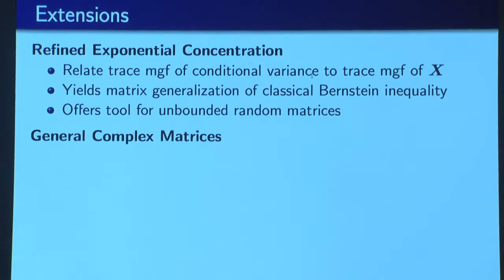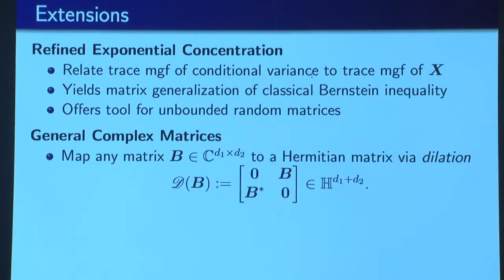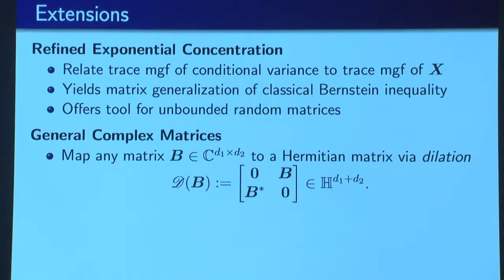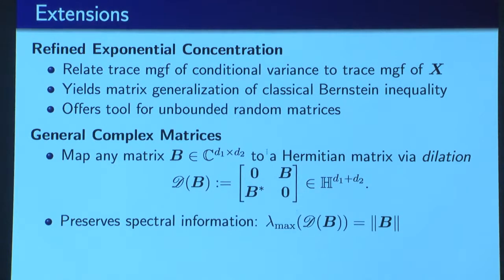We've been dealing with Hermitian matrices all this time, but that's not a big problem. If you have a general rectangular matrix, you can always embed it into a Hermitian matrix via a process called dilation. So if you have a rectangular matrix B, you can embed it into this Hermitian matrix where B is in the top right corner, its conjugate transpose in the bottom left corner, and zeros in the block diagonals. And the maximum eigenvalue of this dilation is actually equal to the spectral norm of B. So you can gain control over the spectral norm of a general matrix by looking at maximum eigenvalues of Hermitian matrices.